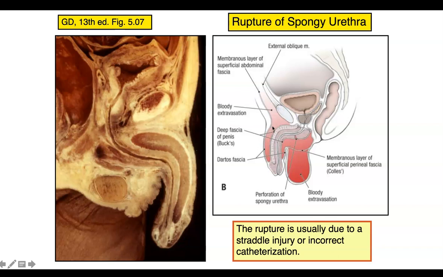And also this extravasation of blood can go above into the anterior abdominal wall because the Scarpa's fascia is also continuous with the dartos fascia. So this extravasation of the blood or urine can accumulate under this Scarpa's fascia, dartos fascia, or the Colles fascia, but it cannot go into the thigh because at the junction of the thigh and anterior abdominal wall, it is attached with the deep fascia.